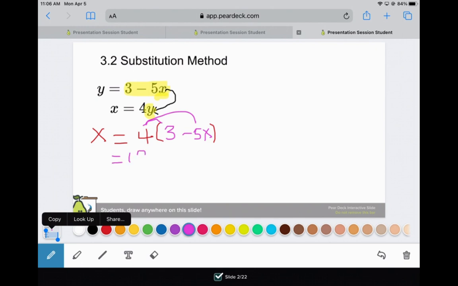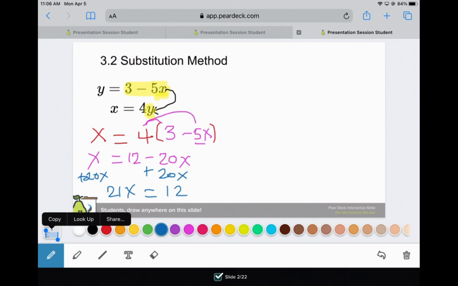So this would be 12 minus, you're going to multiply. When we do distribution, we multiply into both terms. So multiply the 3 and then multiply this one as well. So negative 20x. So now you notice the equation you end up with has just the same letter, which we know what to do with. So plus 20x, combine like terms. So bring that over, so I have 21x equal to 12.